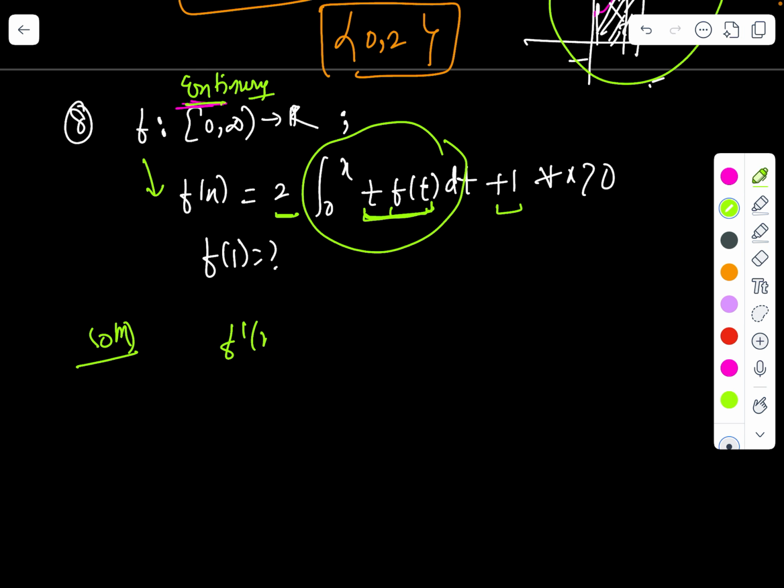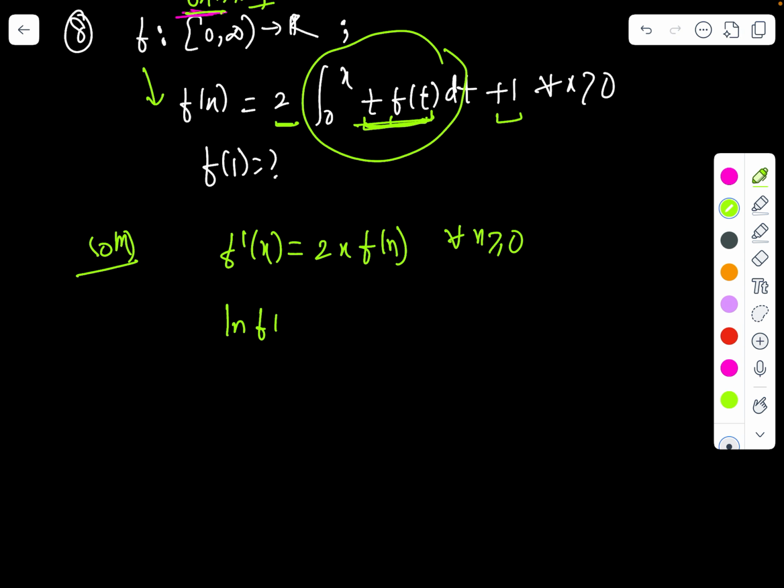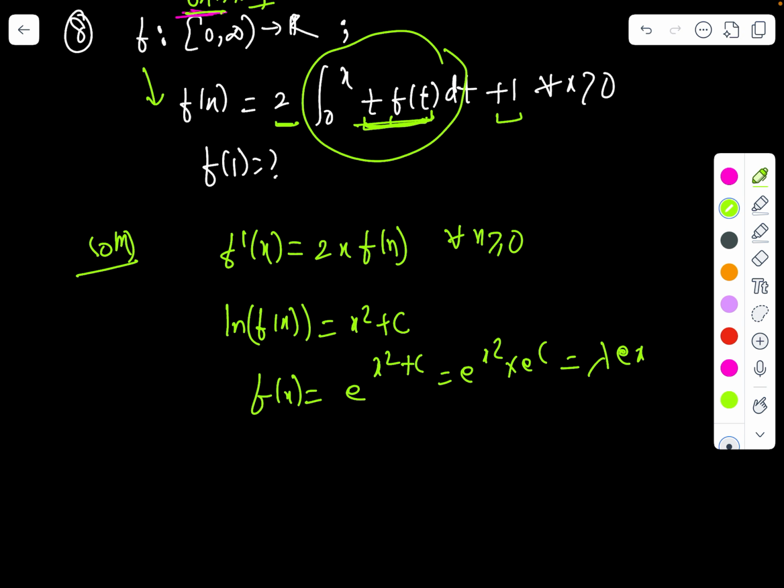So now I can differentiate and tell f dash x is 2x f of x. Here from Leibniz rule, you put x upper limit here and then differentiate. And this would be true for all x greater than 0. So if I integrate both sides, I'll get ln f(x) is x square plus constant. So hence f of x can be written as e to the power x square plus constant. So e to the power x square into e to the power c, that is lambda e to the power x square. Remember, lambda is also a positive constant here because it's e to the power something.